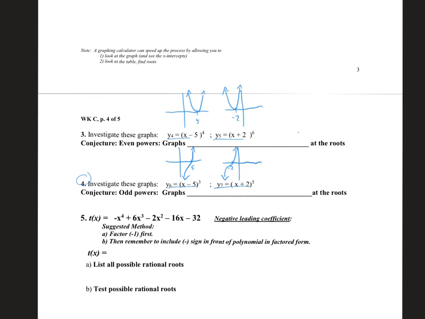And same thing with y5. Notice how we have -2 as the root. -2 appears as a root 6 times, and again, the graph bounces off the x-axis. So our conjecture: even powers, meaning even multiple roots, the graphs bounce off the x-axis at those roots.